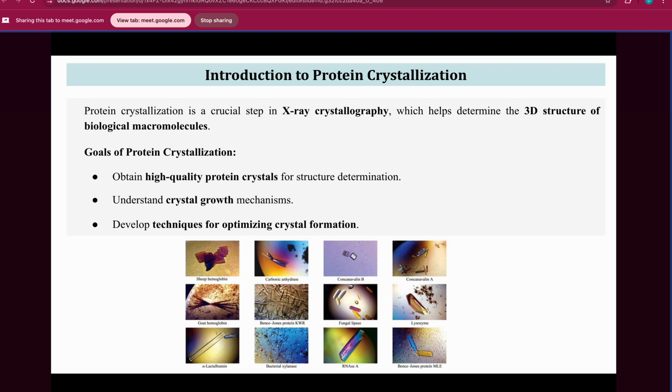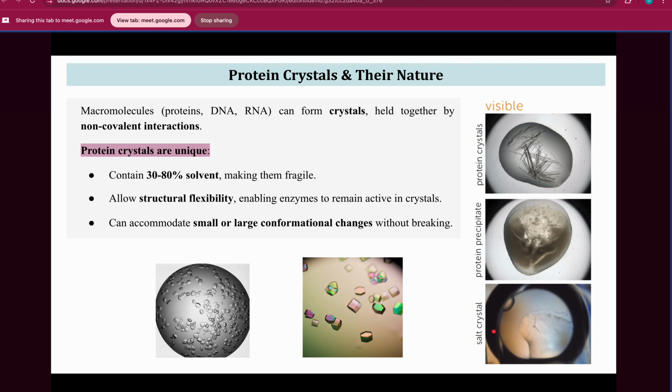And it is very hard, and even now we do not have well-defined rules for how we can crystallize a protein and obtain high quality crystals. So that's why it is very important to understand how we can generate high quality crystals. These are some examples of the different protein crystals which are formed. Before moving further, we must talk about how protein crystals vary from other crystals. What are the unique properties of these crystals?